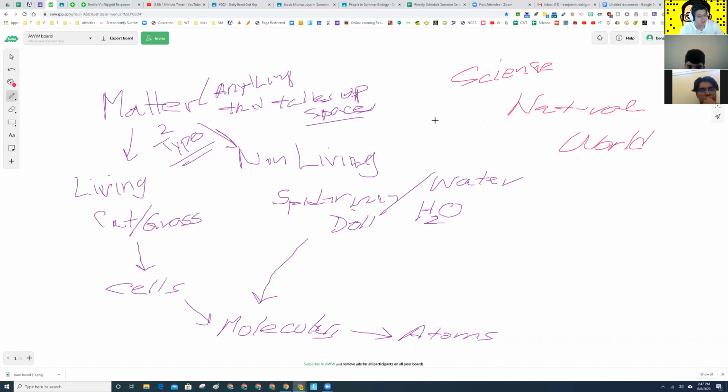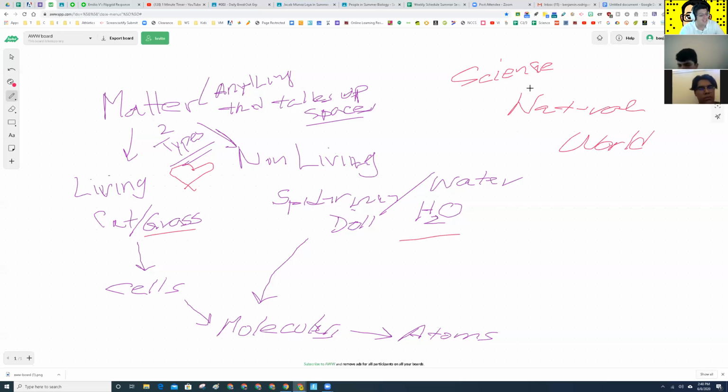So this is what scientists are trying to do. They're trying to study, and I'm going to put a heart to represent this, the relationship between living and non-living matter. For example, does grass need water? Yes.